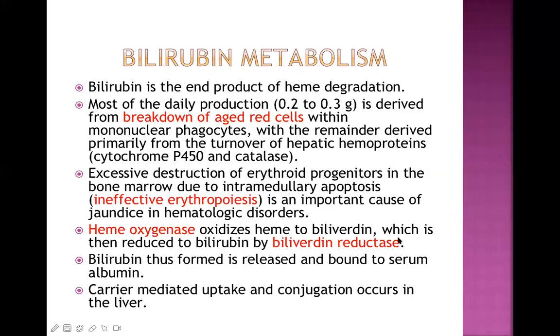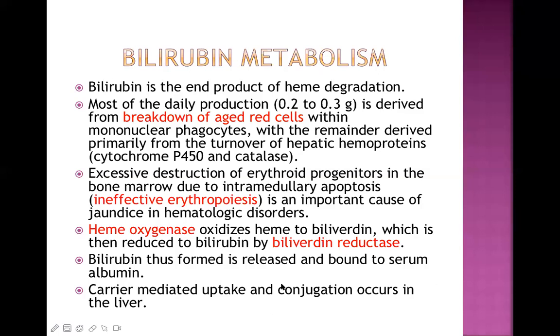Now, the enzymes involved in this bilirubin metabolism are heme oxygenase and biliverdin reductase. Heme oxygenase oxidizes heme to biliverdin, and then that biliverdin will be converted into bilirubin by biliverdin reductase. Sometimes a biochemistry teacher may ask this type of question to you, so it is nice to remember this.